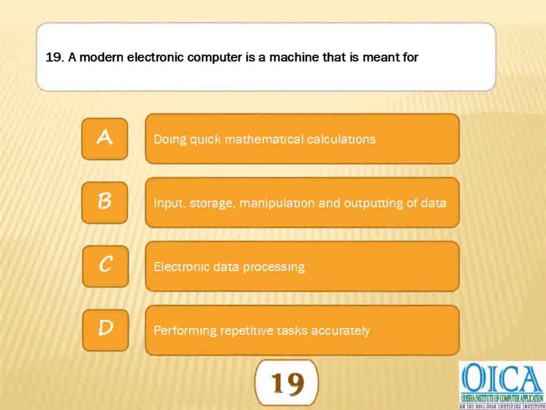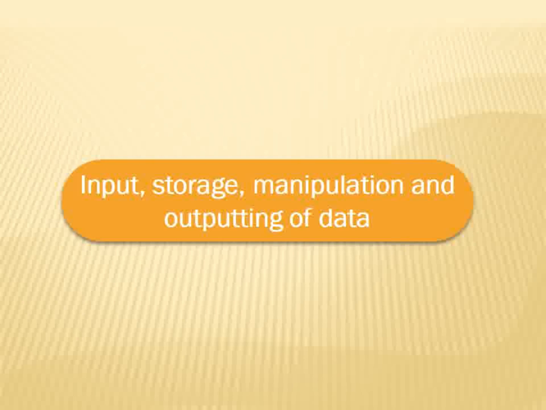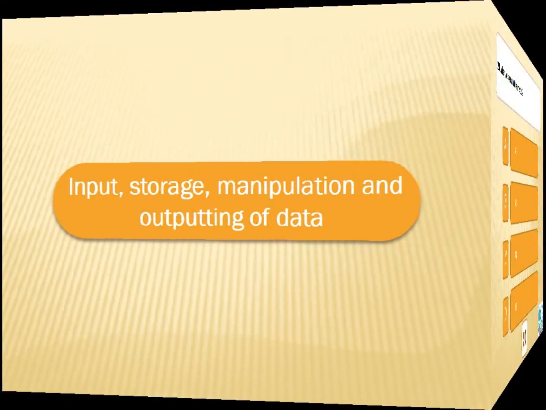Next, a modern electronic computer is a machine that is meant for: A. Doing quick mathematical calculations, B. Input, storage, manipulation and outputting of data, C. Electronic data processing, D. Performing repetitive tasks accurately. The answer is B. Input, storage, manipulation and outputting of data.